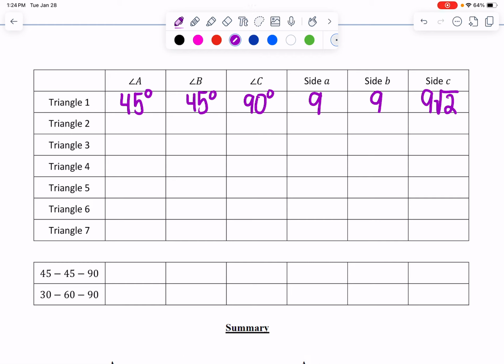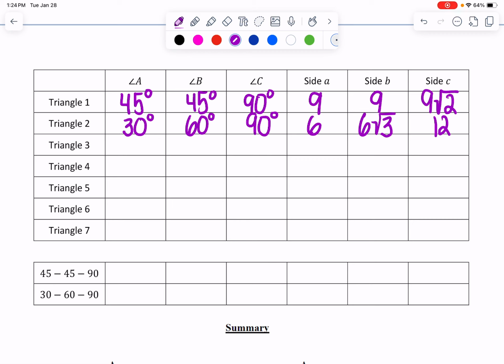For triangle 2, we should have the following. Angle A should be 30 degrees. Angle B should be 60 degrees because it's 180 minus 90 minus 30. And then angle C is your 90 degree angle. The sides should be the following. Side A should be 6. Side C was given to you, that was 12. And then side B, the one in the middle, you should have 6 root 3.